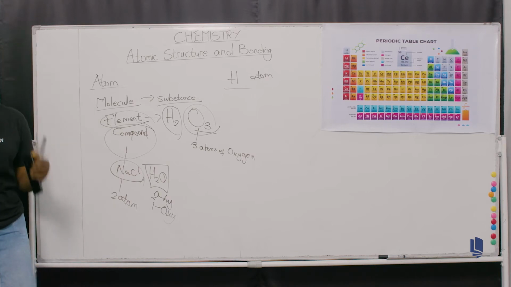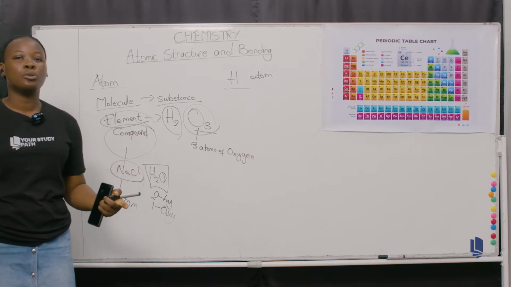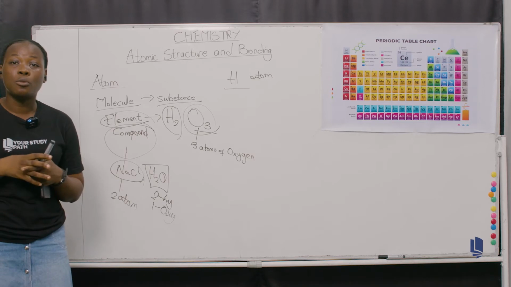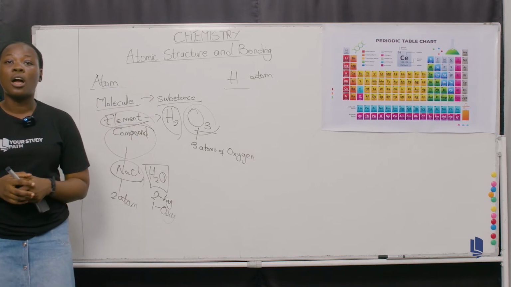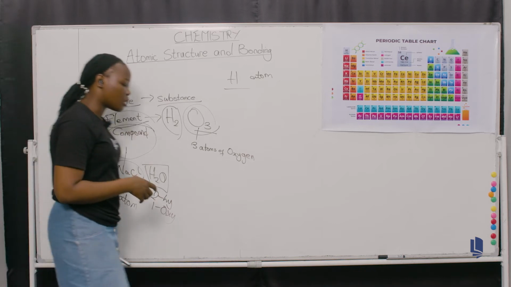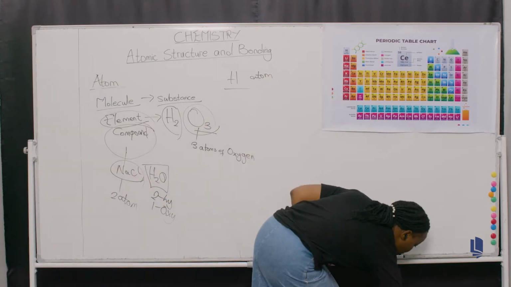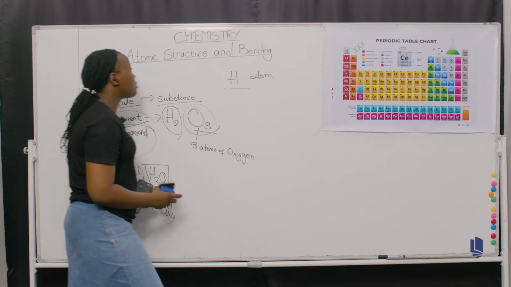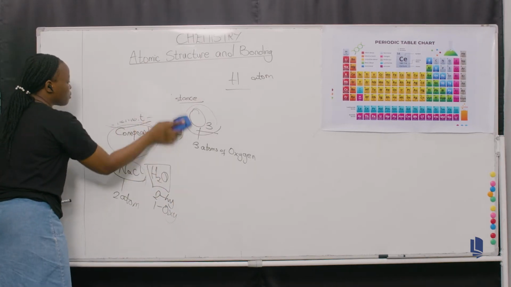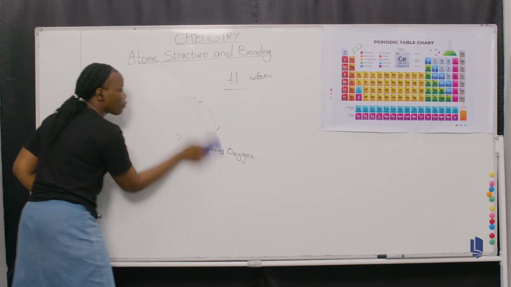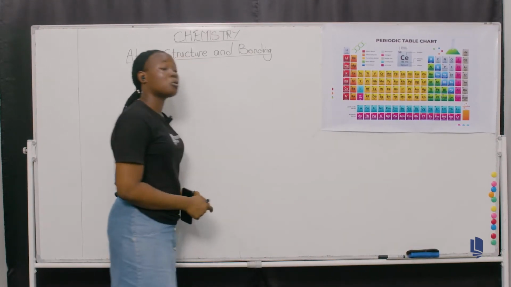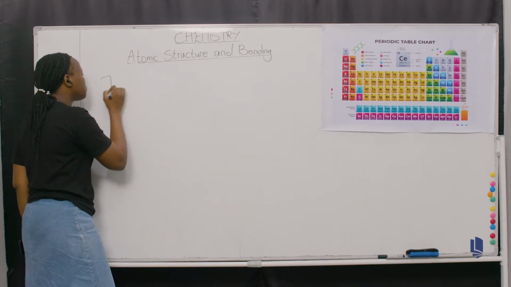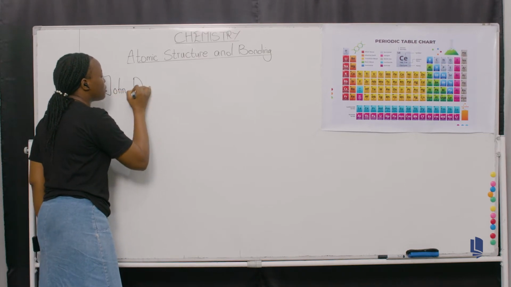Now let's talk about some of the contributions that some scientists have made towards atom structure. Don't forget that the topic of today is atomic structure and bonding. So let's consider some contributions of some scientists towards this aspect of chemistry. The first person I will talk about today is John Dalton.